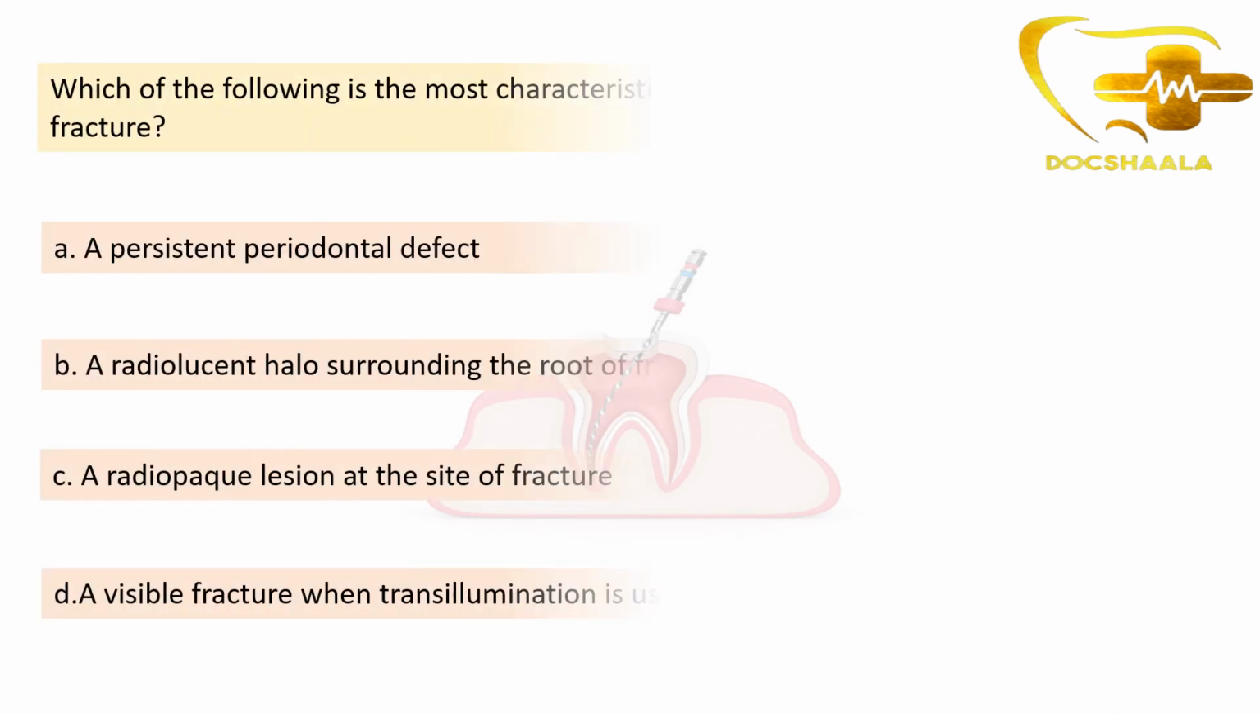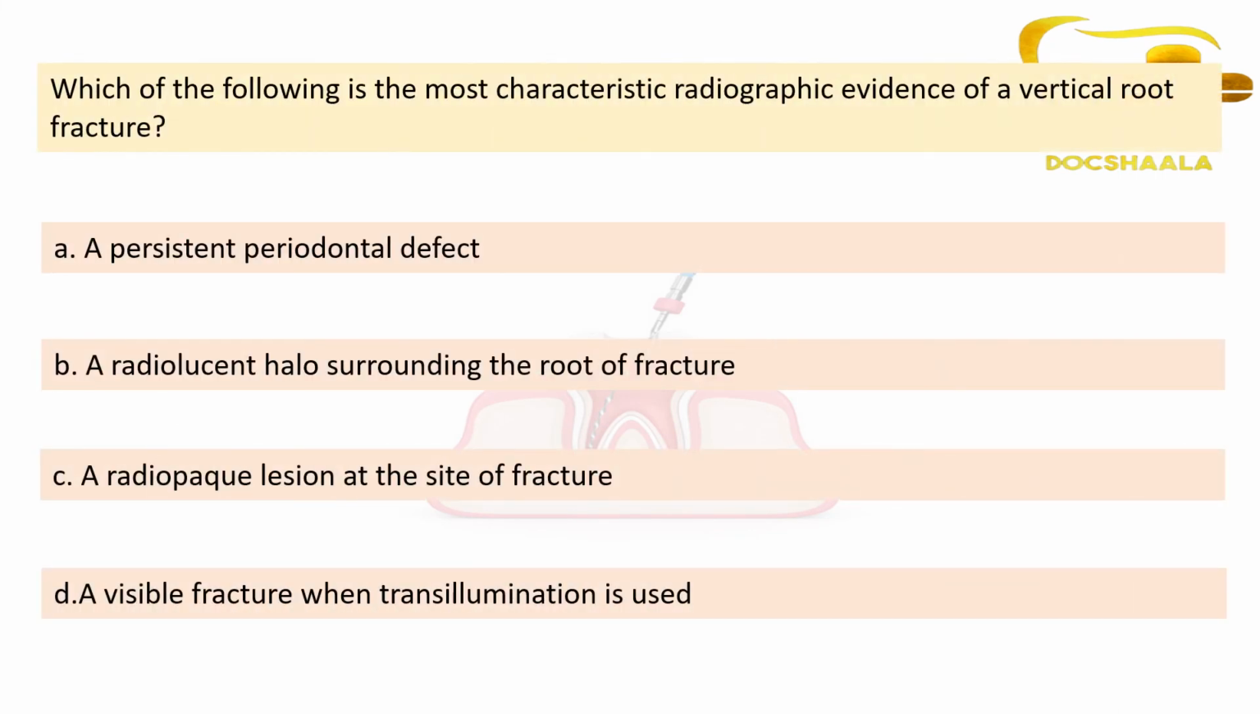Okay. So let us come back to the question. The question is the most characteristic radiographic evidence. The most characteristic radiographic evidence is halo appearance. So the halo appearance, it is option B, a radiolucent halo surrounding the root of the fracture. Hope this is clear to you.